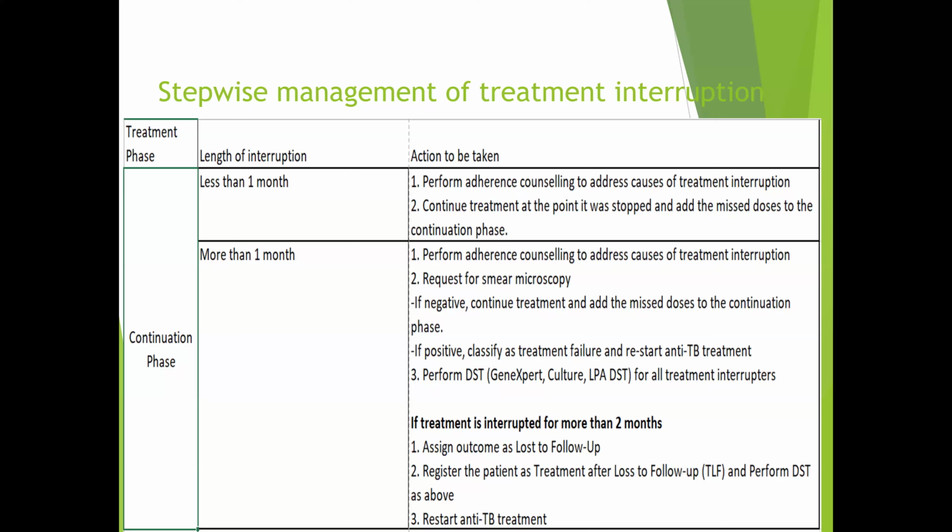If it is positive, we classify as treatment failure, and we do a DST and we start the patient on treatment. If it is more than 2 months, we still assign an outcome as loss to follow-up. We register the patient and do a DST and we start on treatment. This is to clarify that not all patients who have interrupted their treatment are to be restarted on treatment. It will depend on the phase of treatment and how long this patient has missed treatment.